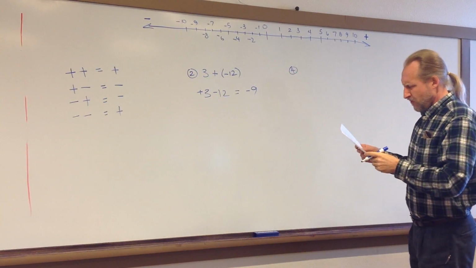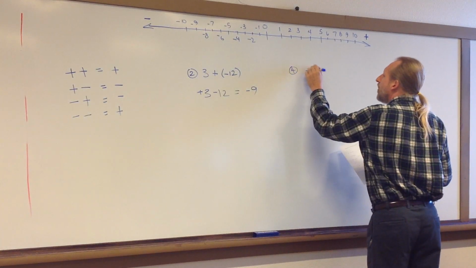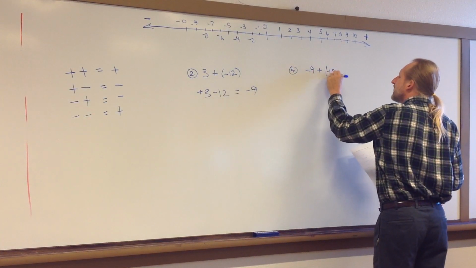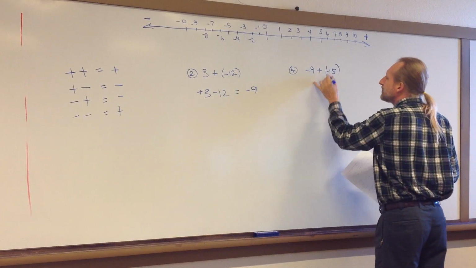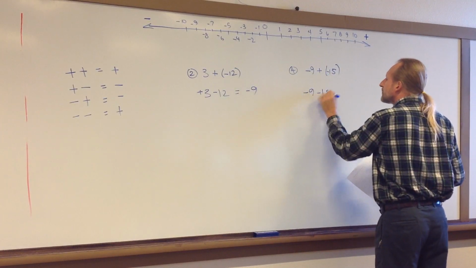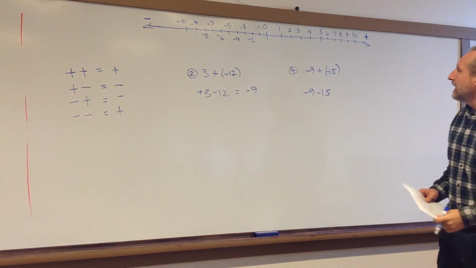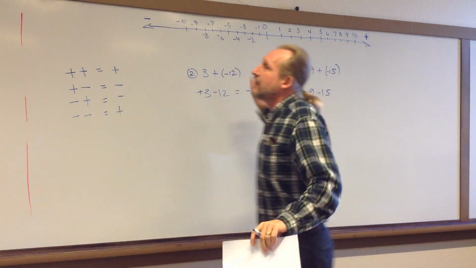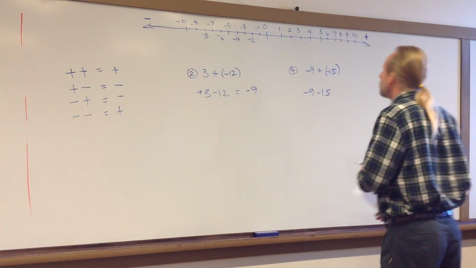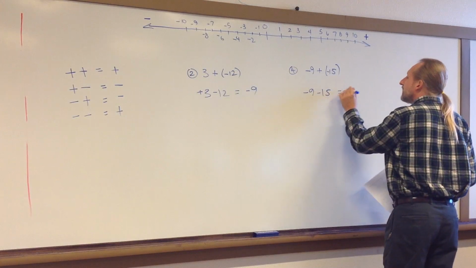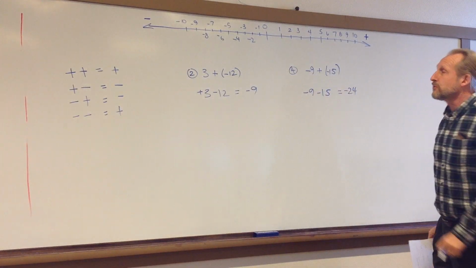All right, problem 4. Negative 9 plus negative 15. And again, you've got the double signs here, so let's just turn that into a single sign. This says go out to negative 9 and then go another 15 places out into the negatives. That'll take you out to negative 24.